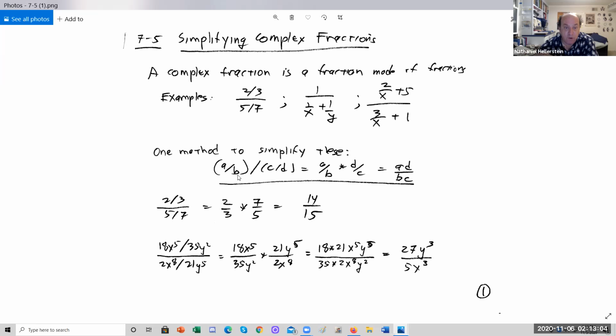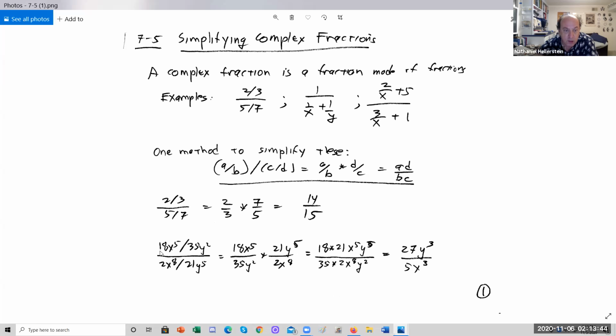So here we have a fraction over a fraction, a over b divided by c over d. Dividing by a fraction is the same as multiplying by its reciprocal. Dividing by c over d is times d over c. So a over b divided by c over d will be a over b times d over c. Then you multiply across: ad over bc. So for example, 2/3 over 5/7, that's 2/3 times 7/5. 2 times 7 is 14, 3 times 5 is 15. So 14/15.